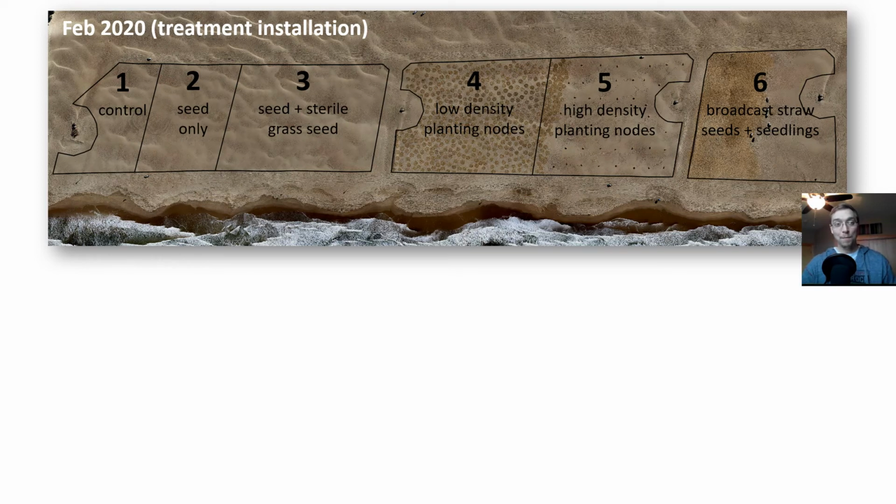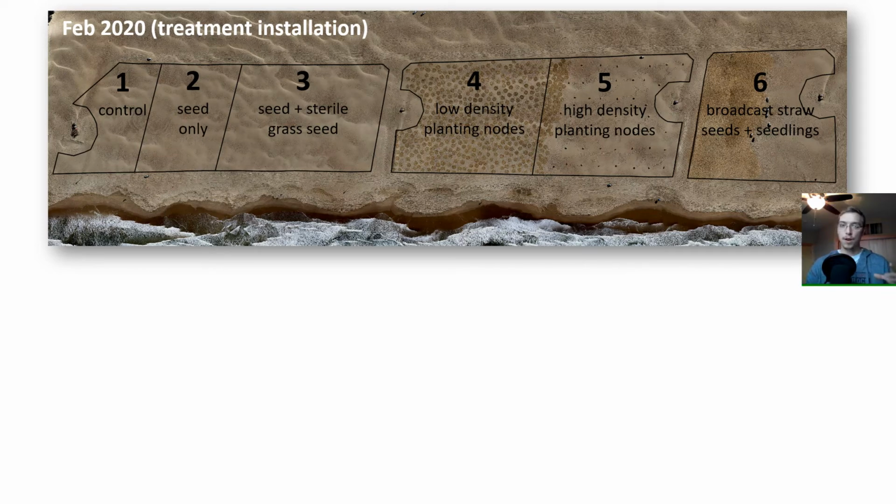So here we see in February of 2020, this is the treatment installation. So 1 is a control, so that's where only the sheep's foot was rolled across it. In 2, seed was distributed, a native seed mix was distributed. In 3, the seed and a sterile grass hybrid seed was distributed. In 4 and 5, those are different planting densities. So we have low density nodes and high density nodes.